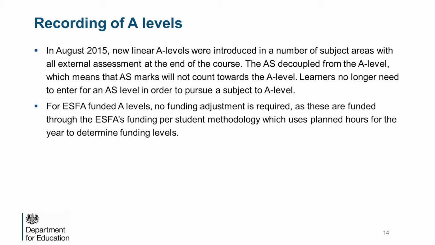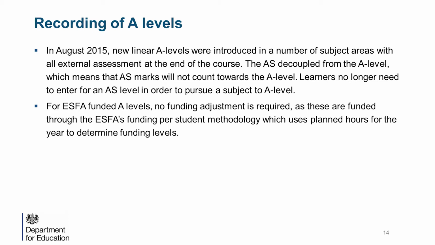Where a learner is planning to enter for the AS level as well as for the A level, the student should record the AS level in the first year with the learning aim planned end date reflecting the planned 1-year length of course, and record the A level in the following academic year reflecting the planned 1-year duration.